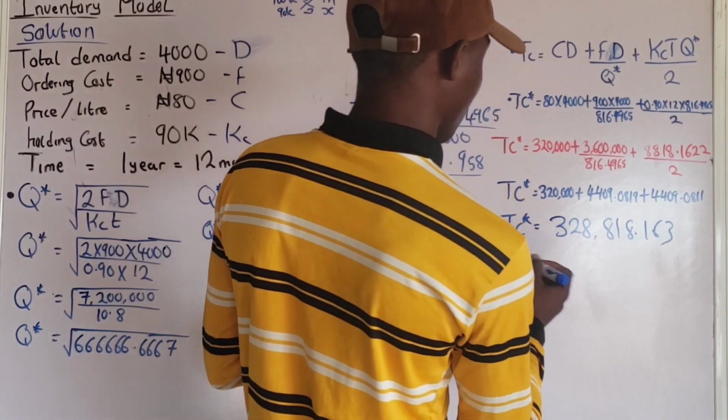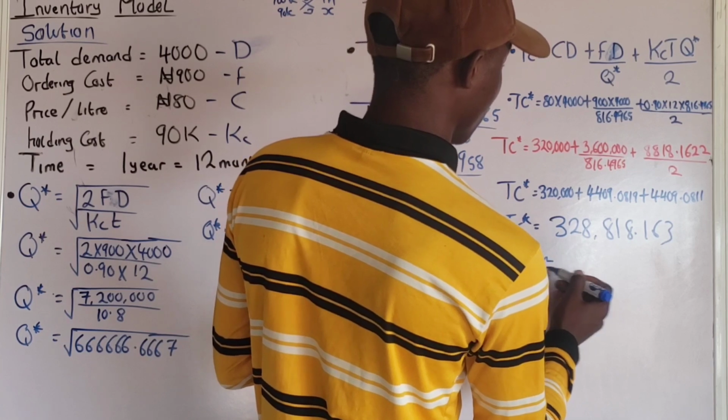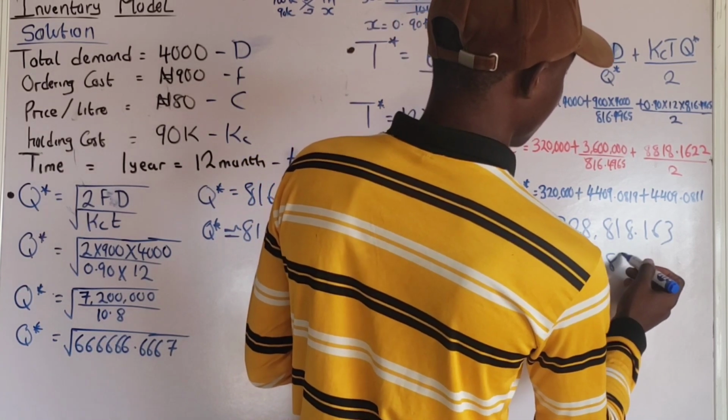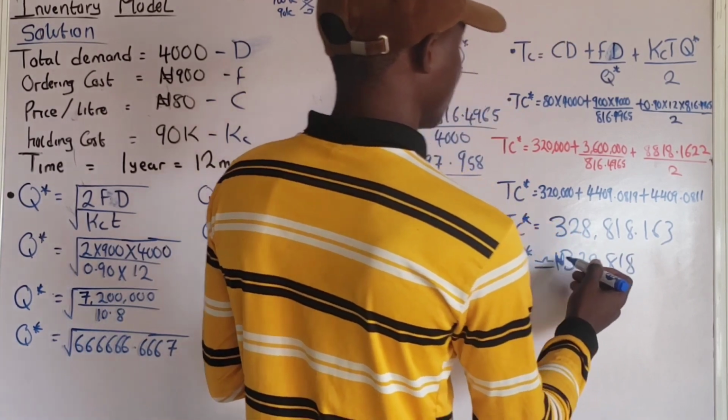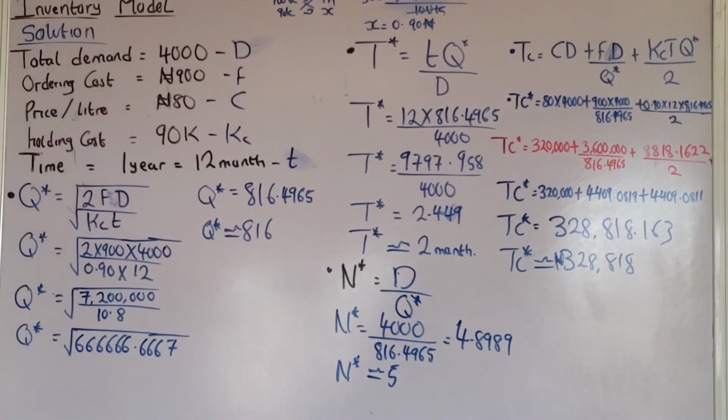328,818.163. So if you approximate it, you're going to have 328,818. That is the optimum total cost of inventory, the optimum total inventory cost of the year. You understand? So you can see that the solution is simple. All you have to do is to remember the formula.